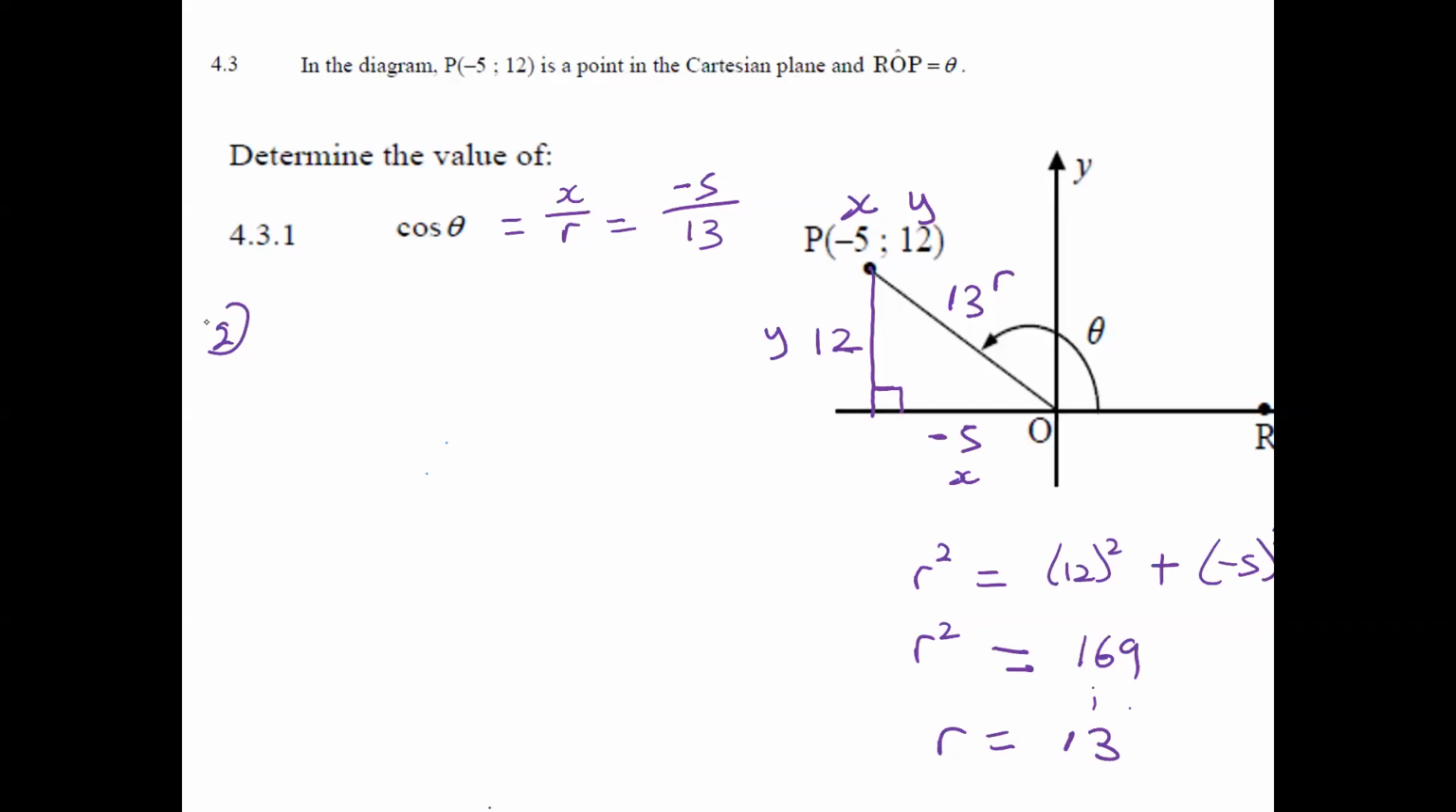Sine, we said, is y over r. The y value is 12. The r value is 13. And then we want your cos value. Cos is x over r. The x value is -5 over 13. Now, we know in primary school, they taught us fraction divided by fraction, you invert and multiply. 12 over 13 multiplied, and you flip the bottom.